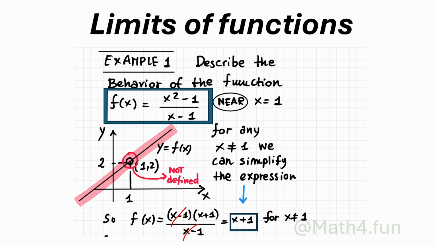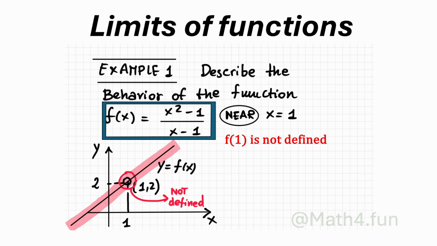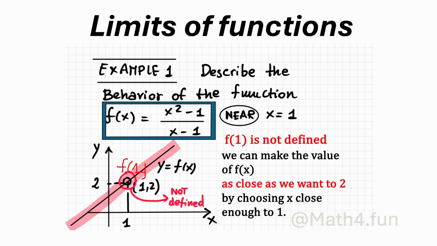So when x is equal to 1, f(1) is not defined, as we said. But we can make the value of f(x) as close as we want to 2 by choosing x close enough to 1. So we want to know what happens in this part.